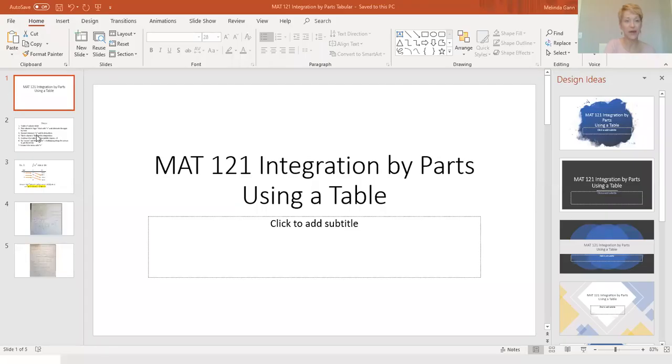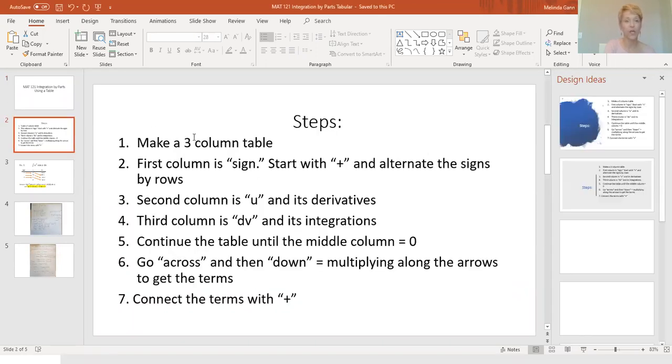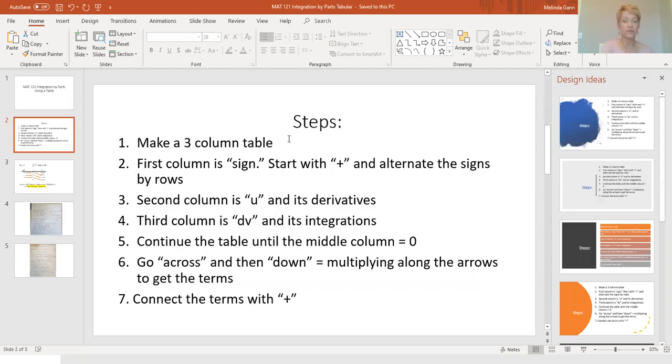Okay. So on tabular, you do it the same way, but you make a table. That's why it's called tabular. Here are your steps to making the table. The table's going to have three columns. The first column is going to say sign, S-I-G-N, the second column is what you pick for your u, and the third column is what you pick for your dv. So your sign, your u, and your dv.